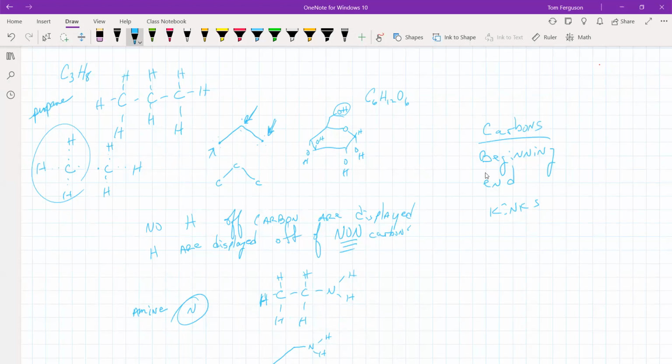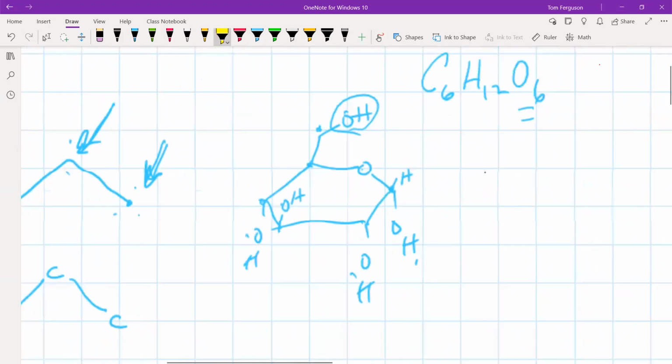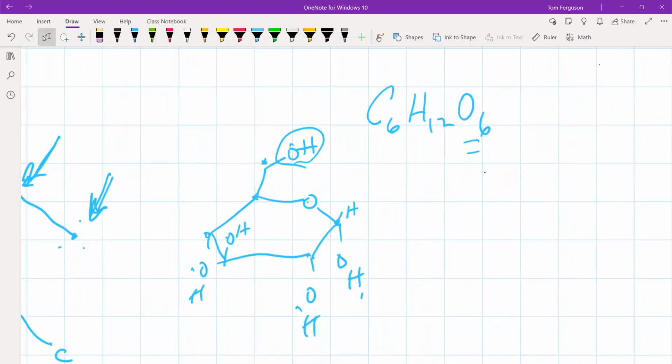Glucose, we've got carbon, carbon, carbon, carbon, carbon, carbon, that's 6 carbons. We've got 6 oxygens, so we have 1, 2, 3, 4, 5, 6 oxygens. Professor, I don't think we're able to see what you're doing. I was trying to make dots. Let me do it in another color. Let's go back to glucose again. Do it in yellow, okay?